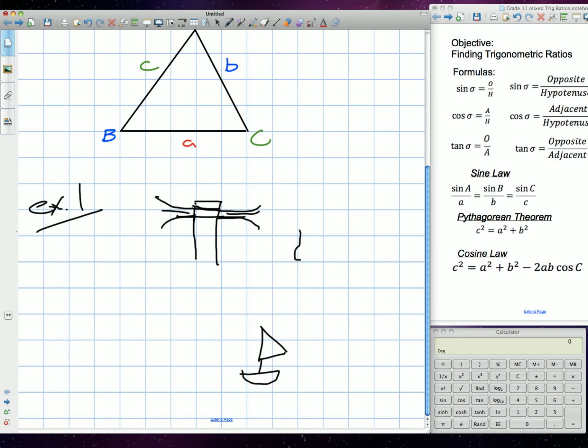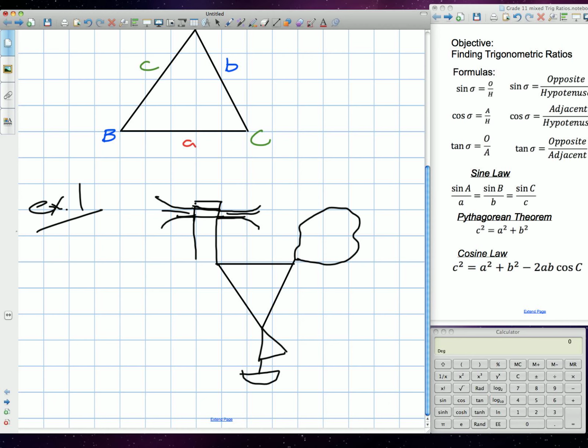Okay. We know that the lighthouse is north. It is north. It's just not directly north. We don't exactly know how far these things are. And directly east of the lighthouse is a rock. Okay. So our triangle is going to look like this.